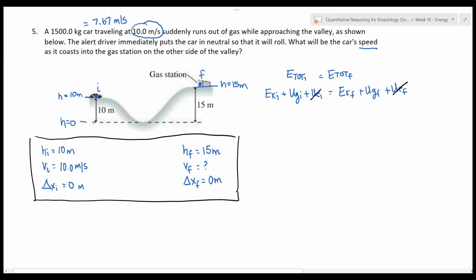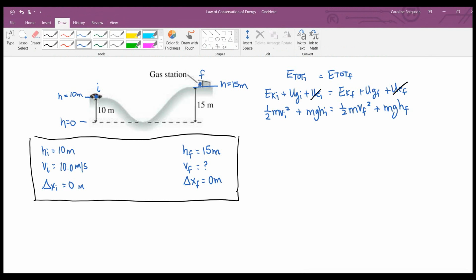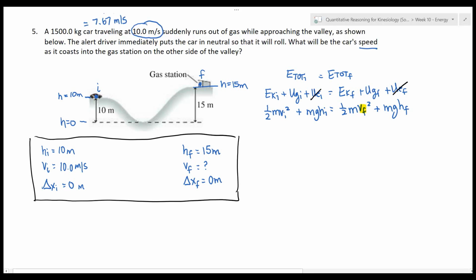Okay, so now let's put in the equations for all the types of energy that we have left. So EK initial is 1/2 mv squared. I'm going to put an initial there. UG initial is mgh initial. EK final, 1/2 mv final squared. UG final, mgh final. What is it that we're trying to solve for? The car's speed as it coasts into the gas station, V final. So V final here, that's what we're solving for.